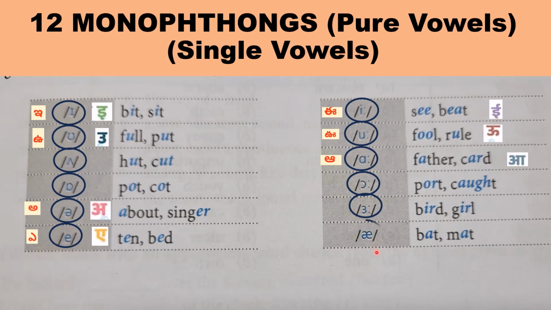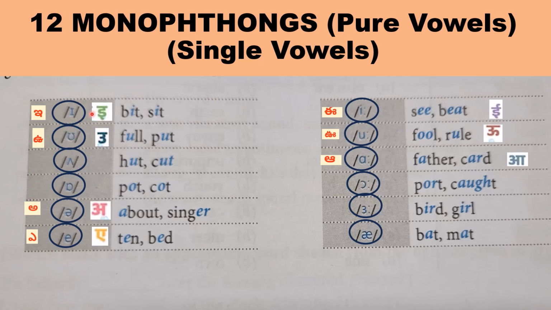And here the last one, it looks like A and E combined. This gives a sound called A. Bat, mat, apple. So in these words, A gives a. All of you have to repeat, students. A. With a slightly open mouth. A. And spread. So these are the 12 monophthongs or single sounds, students.